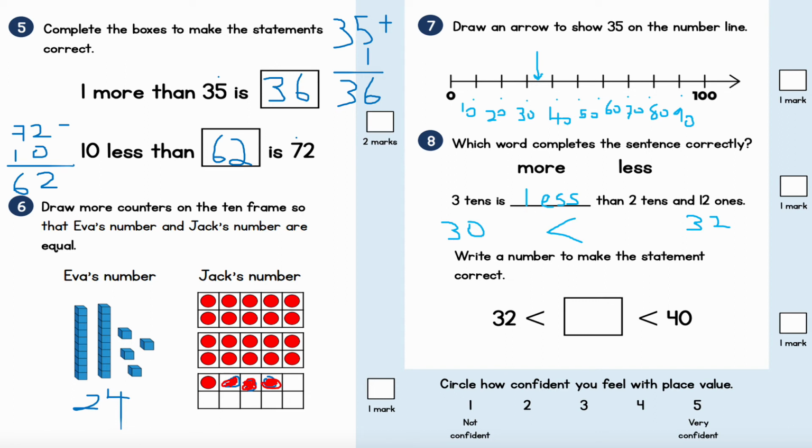Okay, write a number to make the statement correct. So 32 is less than something and less than 40. So the number here is bigger than 32, but less than 40. So I'm going to go ahead and just write in 35, okay? But it can be 33, 34, 35, 36, 37, 38, 39. And if you really want to push yourself here, then decimals can also count. So I can even have 33.1, let's say. If you really wanted to push up here and start to introduce decimals, then that is also correct. But we will stick with just whole numbers for now, okay?